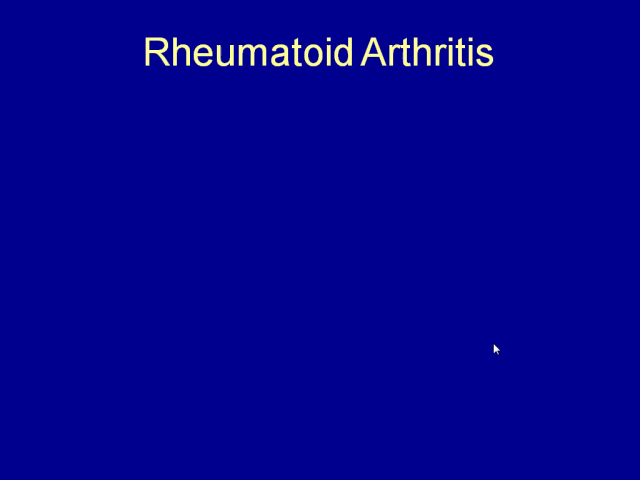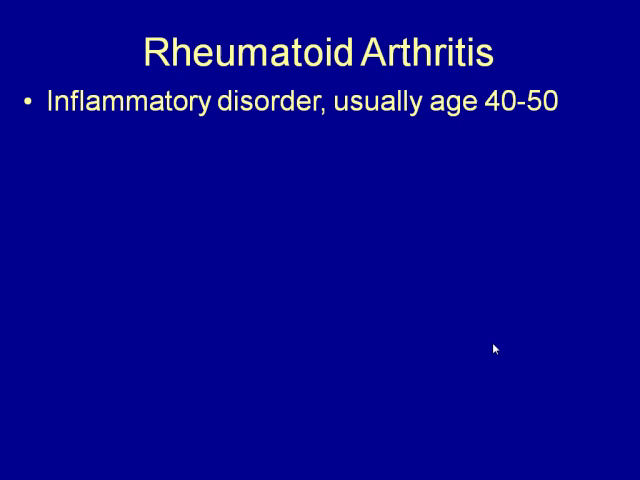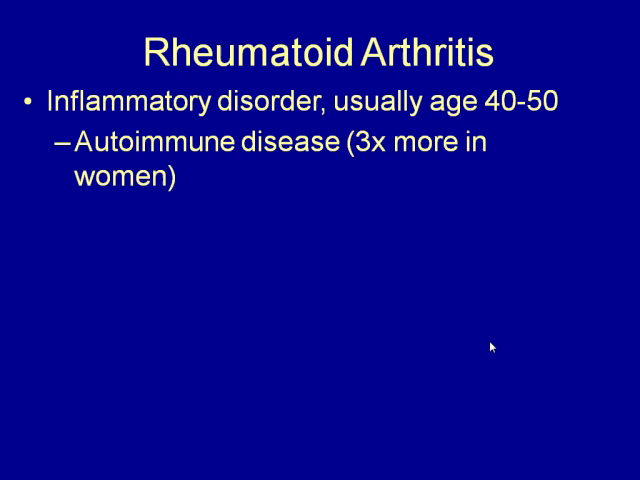Rheumatoid arthritis is an inflammatory disorder. We believe it's an autoimmune disease. Now, typically we see it sometime between age 40 and age 50, which is standard for autoimmune diseases, but this can happen at any age. There have actually been small children with rheumatoid arthritis. Because it is an autoimmune disease, it's seen 3 times more frequently in women than in men, and that's typical for autoimmune diseases in general.